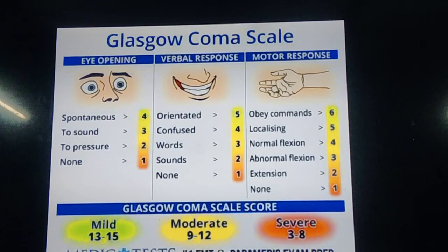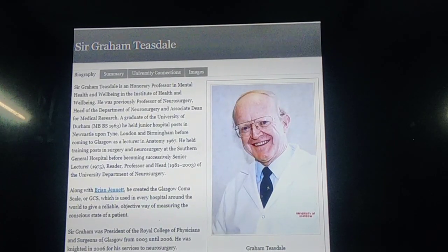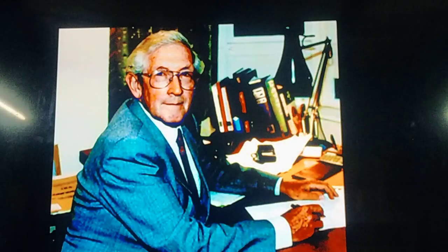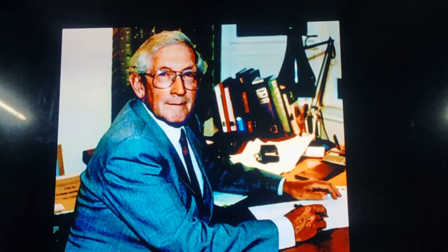Let me show you their photos. He is Sir Graham Teasdale and he is Brian Jennett. These two wonderful professors of neurosurgery at the University of Glasgow at that time, GCS is the result of their combined effort. They developed this scale to assess the level of consciousness in patients following head injuries.